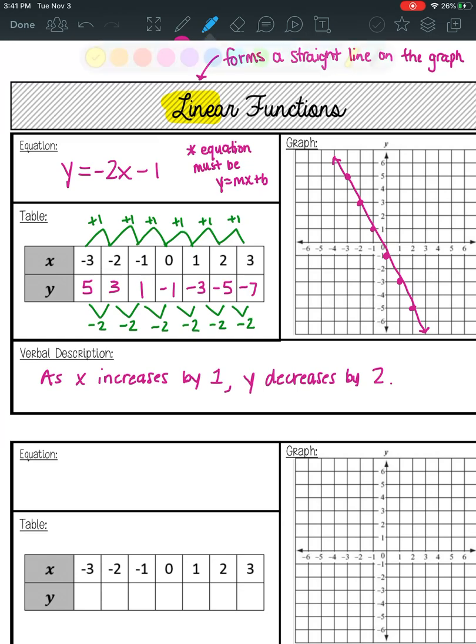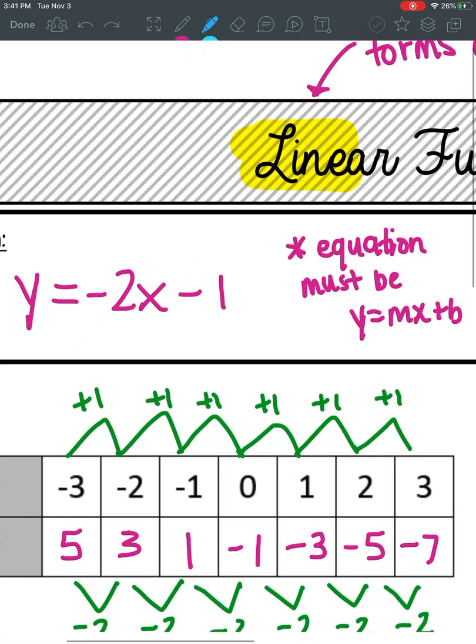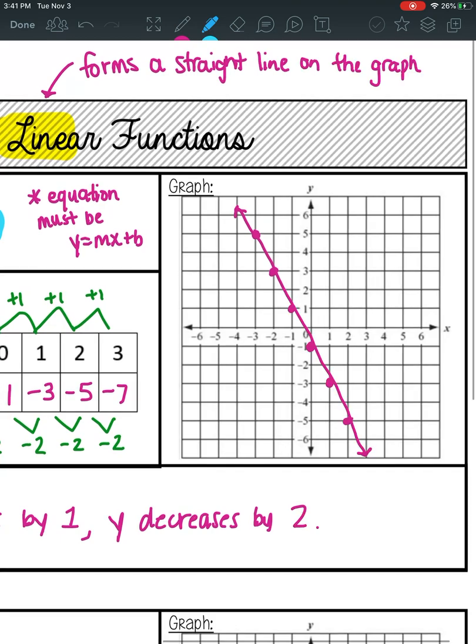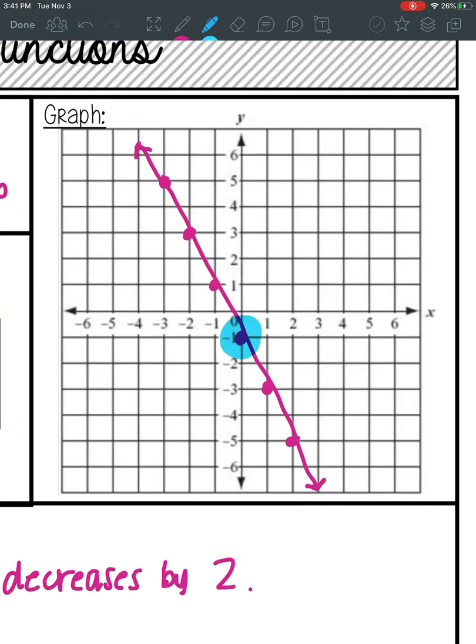Okay, now we're going to be looking for a couple things once we have linear functions. So we have what we call an initial value. An initial value is where we're starting at. So the initial value in an equation is simply our y-intercept, so negative 1.